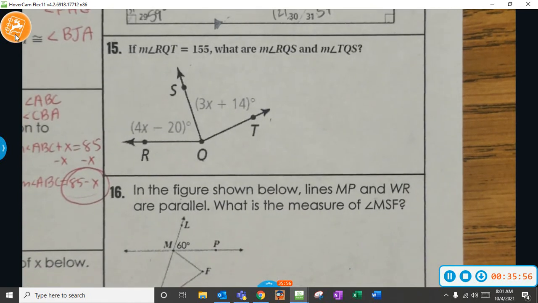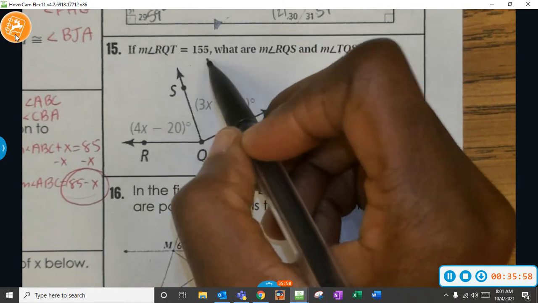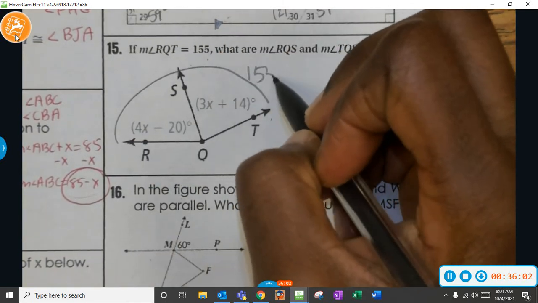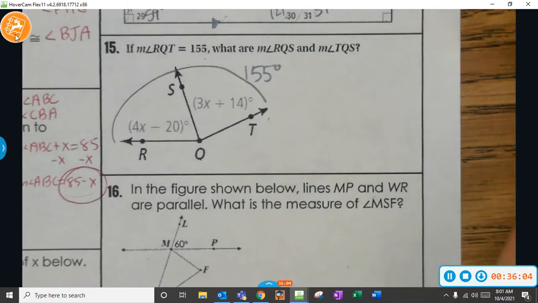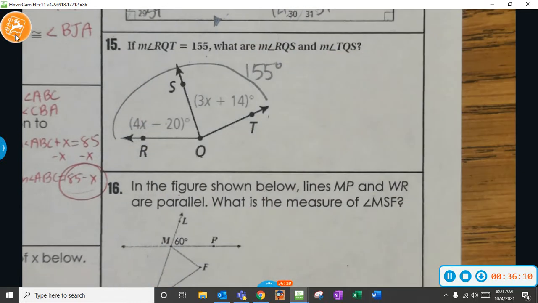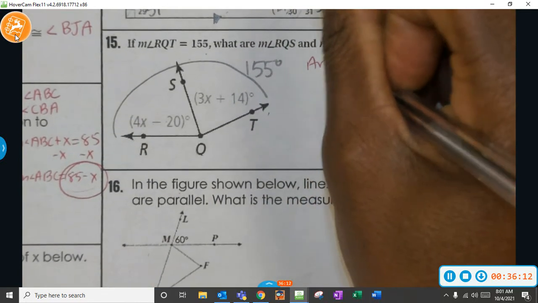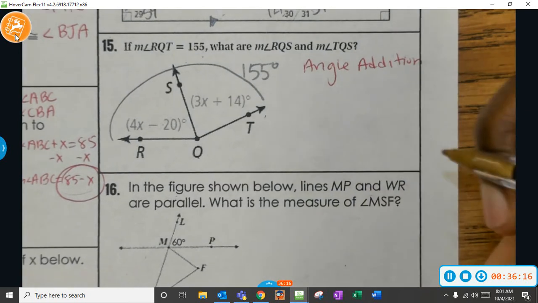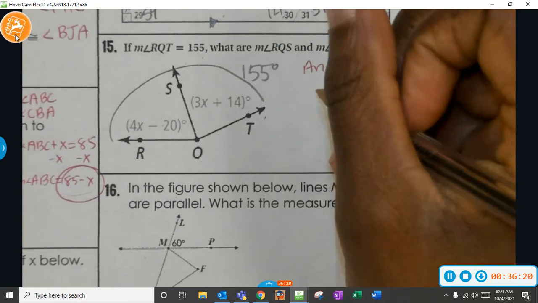Okay, number 15, RQT is 155, RQT, so this whole thing is 155. Okay, so this is another angle addition problem, because you're given adjacent angles and the total of the angle on the outside, so angle addition. So if you need reference for that, it's the first packet that we did, the second page. We did like 10 examples of angle addition, so you can just reference that.